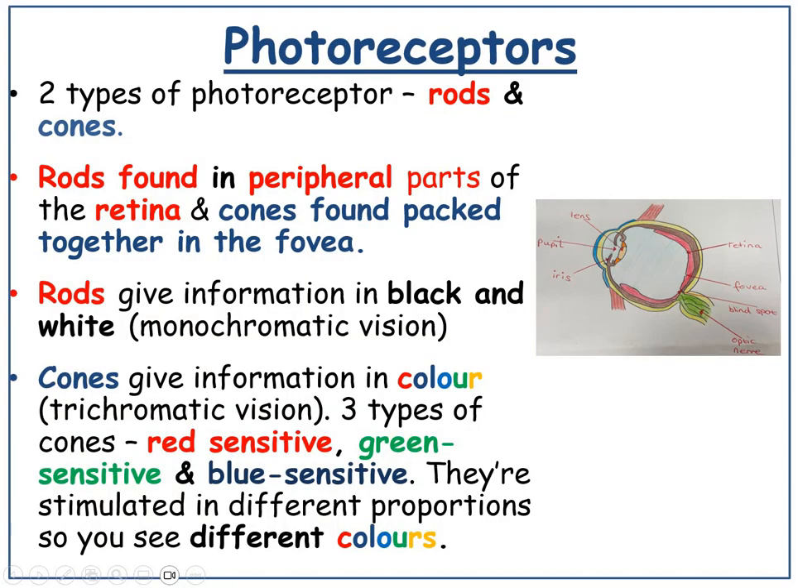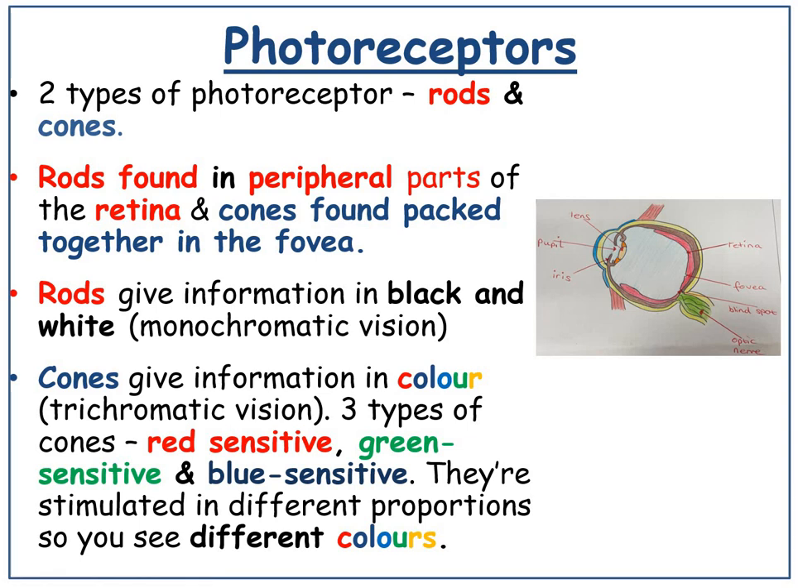So there are two types of photoreceptor, rods and cones. And rods are found in the peripheral parts of the retina, so around the outsides. Whereas cones are packed together in this tiny little triangular indent here called the fovea. So rods are found around the periphery, whereas cones are found packed in the fovea.